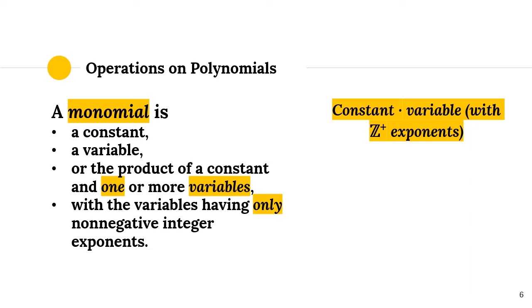I need to remind that it's not always constant and variable. Sometimes it's just variable, and it could still be considered a monomial. So we have 2x squared, a constant 2, multiplied with a variable x raised to a non-negative integer exponent 2. So this is an example of a monomial. Second one, we have 1/2 y cubed, also a monomial. We have 0.5 x squared y cubed z^12, also a monomial.